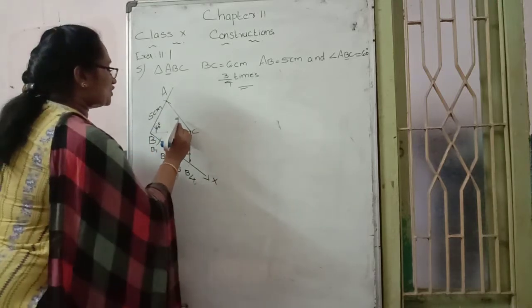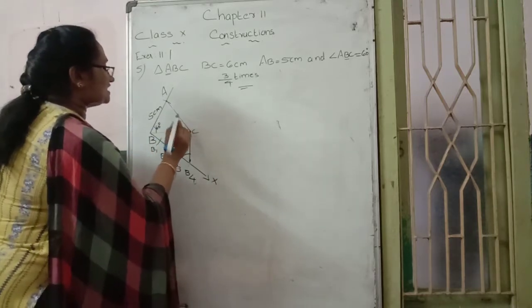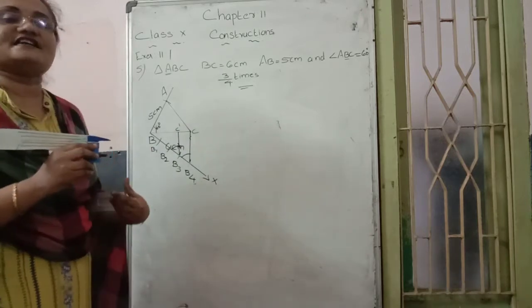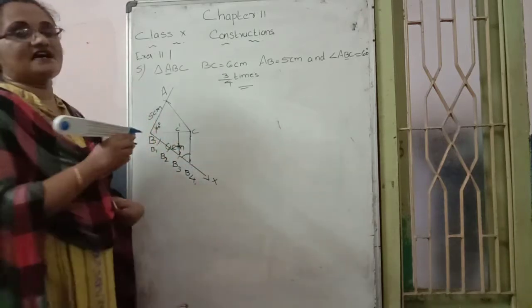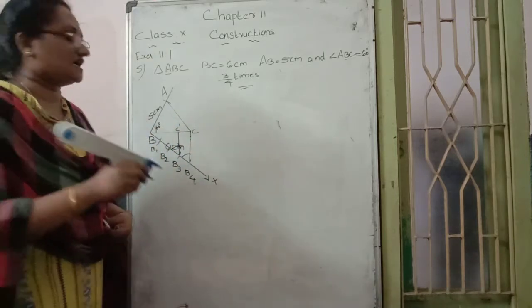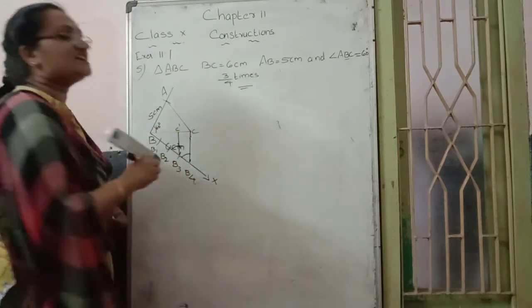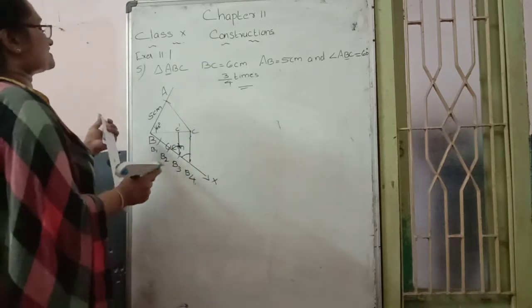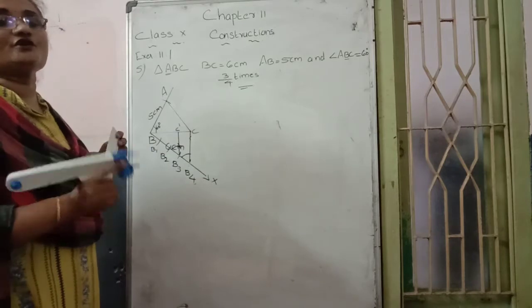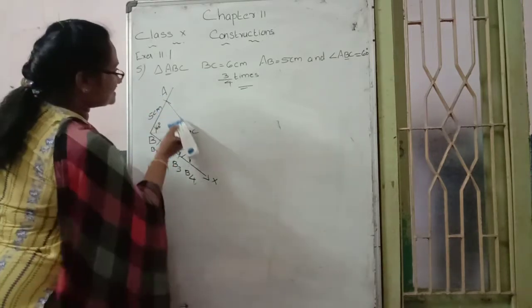The cutting point, mark it with an arc. It cuts the BC line. Mark the cutting point as another alphabet, C dash. This B3C dash is the parallel line for B4C. The next process, same way, at the top part also draw the parallel line for the AC side.